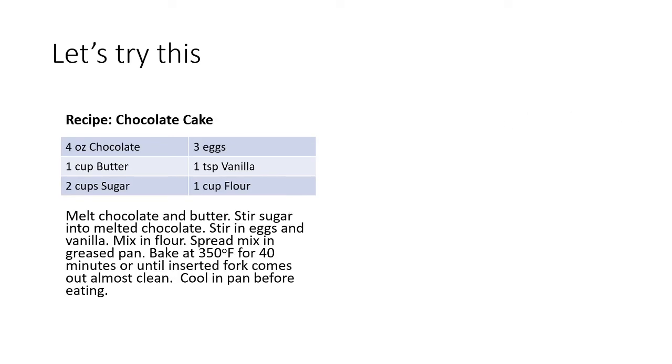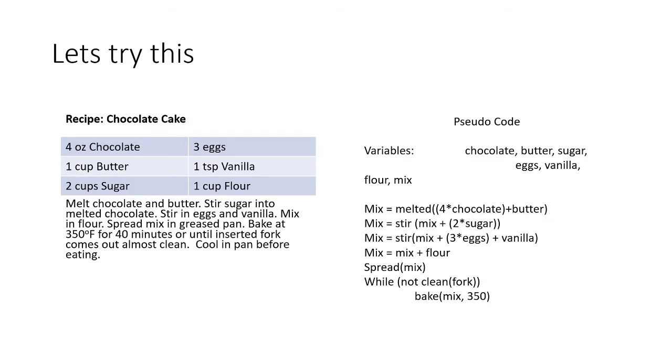So let's take a look at how we would pseudocode this. This is an example of some pseudocode for this algorithm. Basically, we have some variables: chocolate, butter, sugar, eggs, vanilla, flour, and mix. We're going to say that our mix is going to be equal to the melted 4 ounces of chocolate and 1 cup of butter. We're then going to mix. We're then going to say that the mix is the mix that we had before stirred together with 2 cups of sugar. Then the mix is going to equal the mix we were stirring before plus 3 eggs and your teaspoon of vanilla. Then our mix is going to be our mix plus flour.